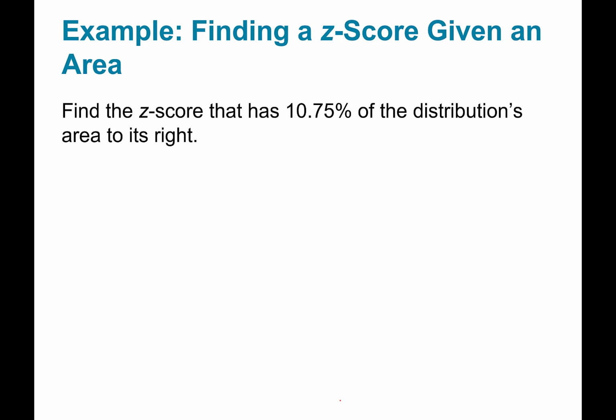Now let's find the z-score that has 10.75% of the distribution's area to its right. So same idea, we want to sketch this distribution out. So we know we have our z distribution, our middle is 0. So we have 10.75% of the area to the right of some value z. So we know that's 0.1075.